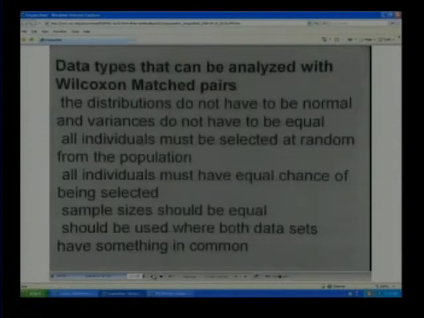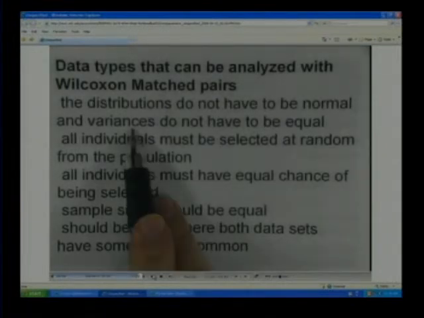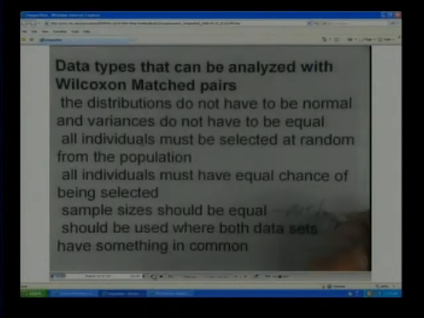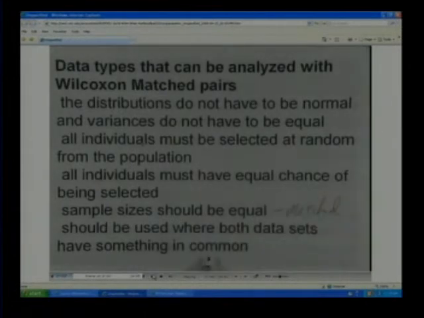Compare that with what would be analyzed with Wilcoxon matched pairs, the one that we talked about just before this one. The distributions don't have to be normal, and the variances don't have to be equal. Simple random sample, equal chance of being selected. The sample sizes have to be equal because it's matched. And it should be used where both data sets have something in common, like measurement of the length of the left arm and the right arm, or the test score on this one test versus the test score on this other test.